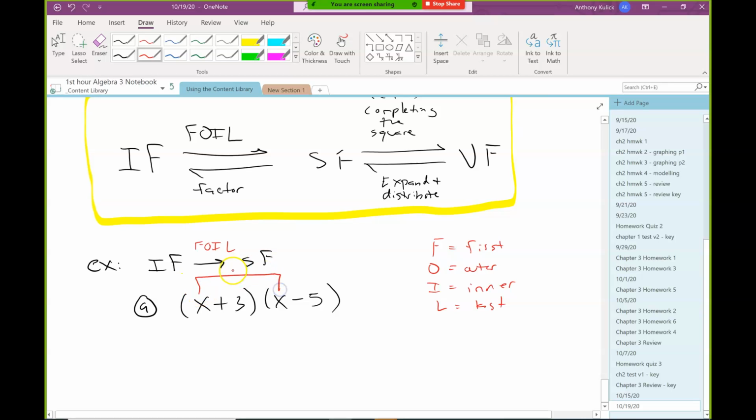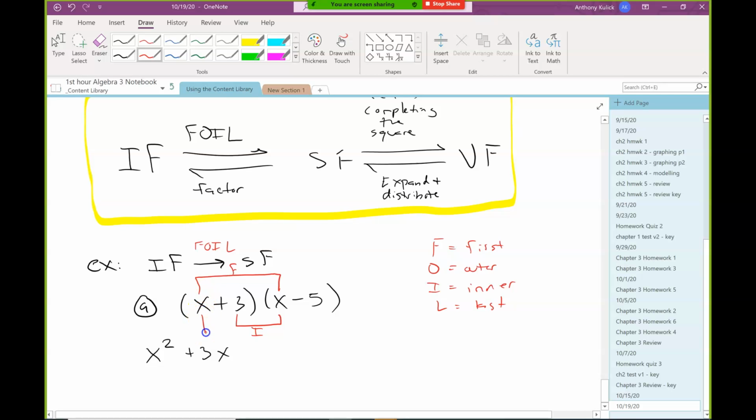So it starts by multiplying the first thing in each parenthesis together. So x times x is x squared. Remember, when you multiply two variables together, the exponent changes. And then the inner, so we'll multiply the stuff on the insides of the parentheses. So 3 times x is just 3x. Everybody's okay with that?